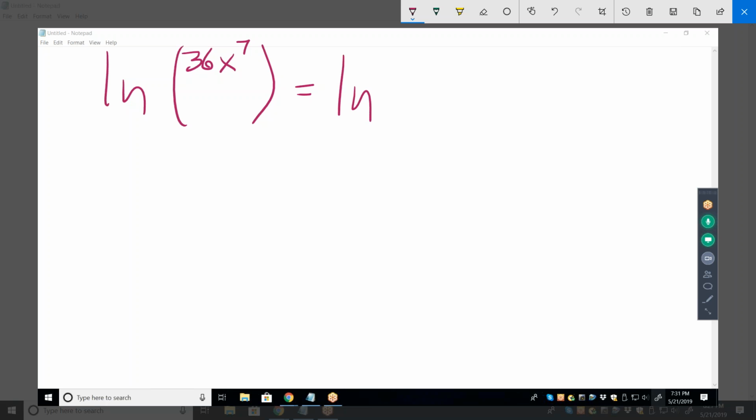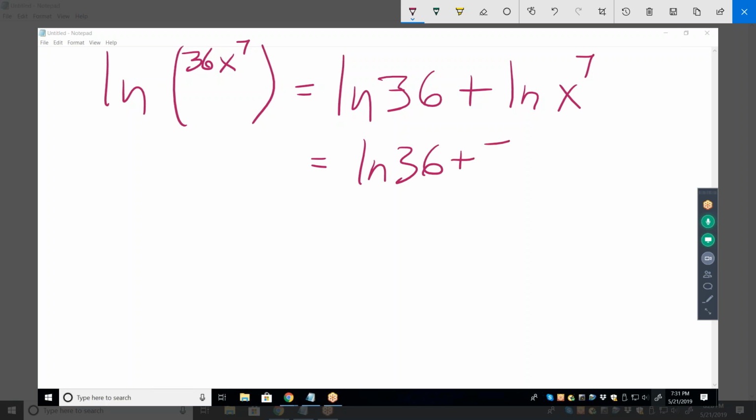Natural log of 36. Multiplication is going on, so it's natural log of 36 plus what? Natural log of x to the 7th. Now what's the last step? Bring the exponent forward. So it becomes natural log of 36 plus 7 natural log of x.